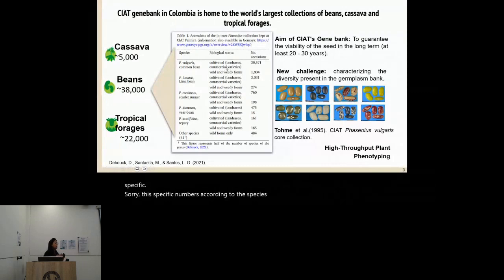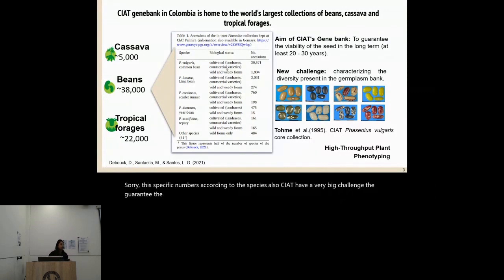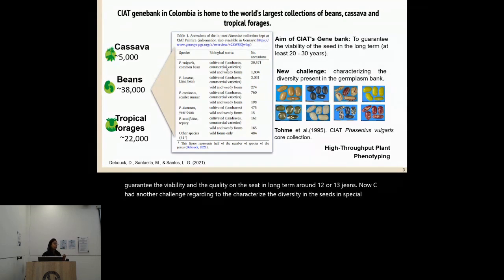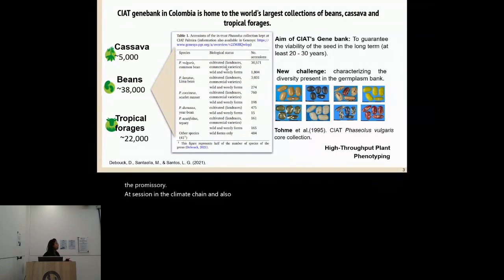Also, CIAT has a very big challenge. They guarantee the viability and the quality of the seeds in the long term, around 12 or 13 years. Now, CIAT has another challenge regarding the characterization of the diversity in the seeds, in special for the promissory accessions in the climate change, and also we have high variability in the nutritional compounds. So studying this collection is very complicated because it's very big.